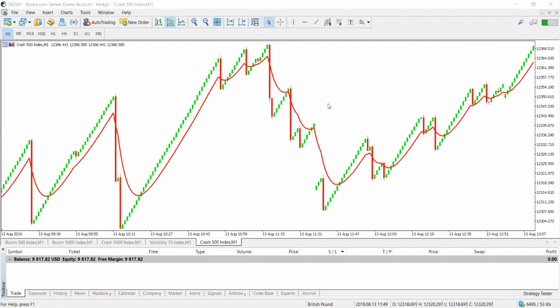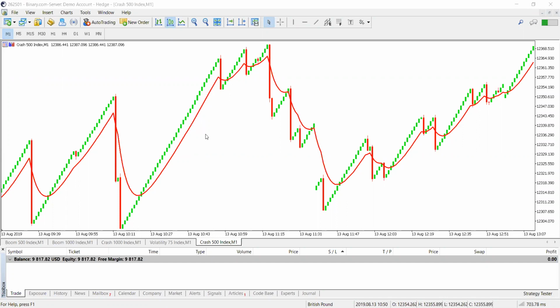We begin by adding indicators that are important on the charts. Right now, the only indicator we have added is the EMA 10, and I use the red color on it.